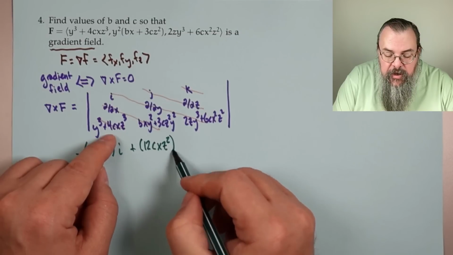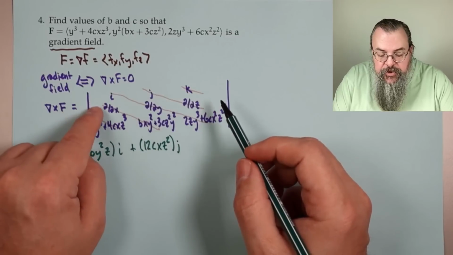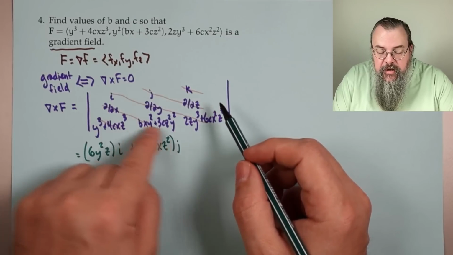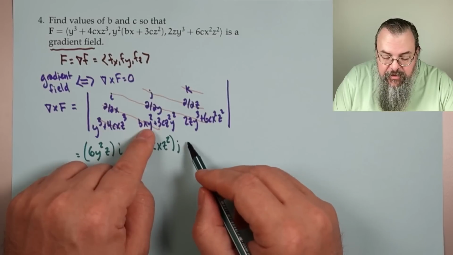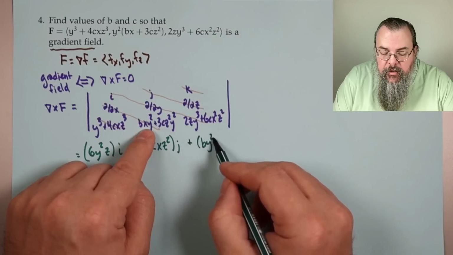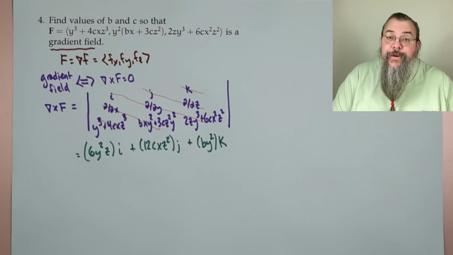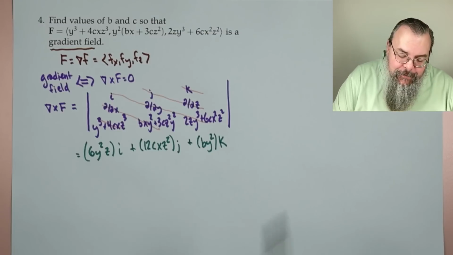12cxz squared j. All right, k, derivative with respect to x of bxy squared. There's only one x, so that's going to make it pretty easy. So that'll be by squared.